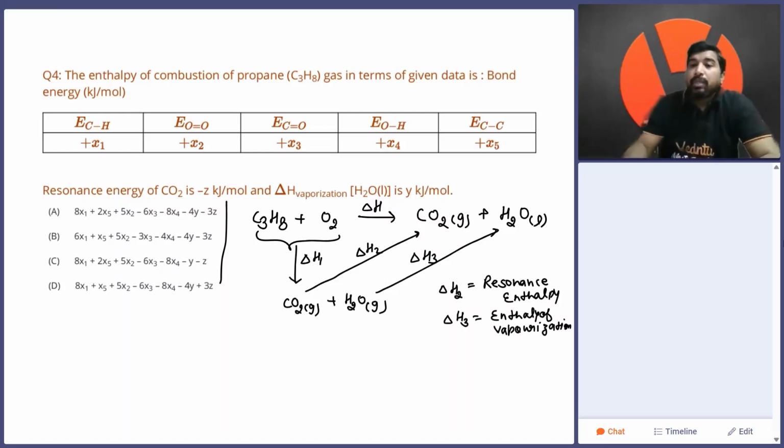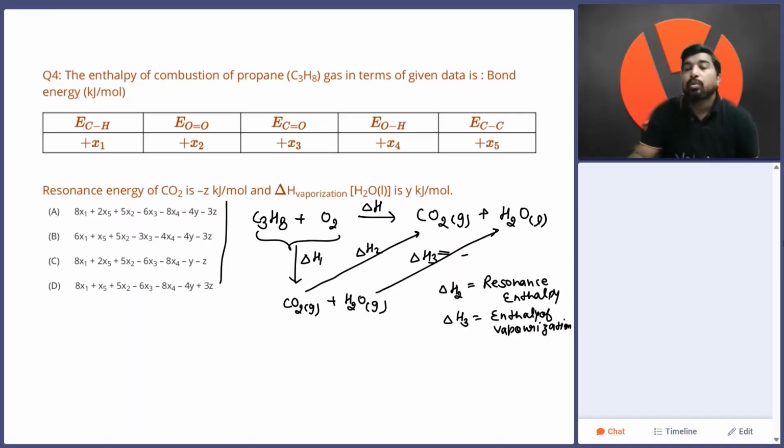In this case, we have the data for converting H2O liquid to H2O gas, that is y kilojoule. So in this case, del H3 should be equal to minus y, because the process is converting from gas to liquid. This is just a reverse process. It means in the given question, the information given is from liquid to gas, but in this case we have to put the data for gas to liquid.